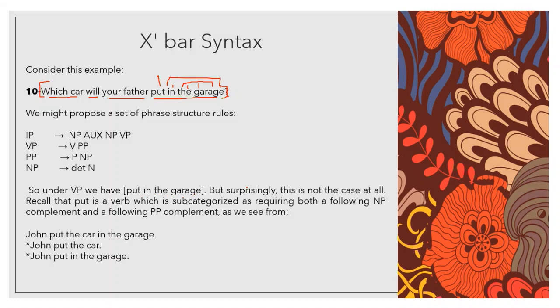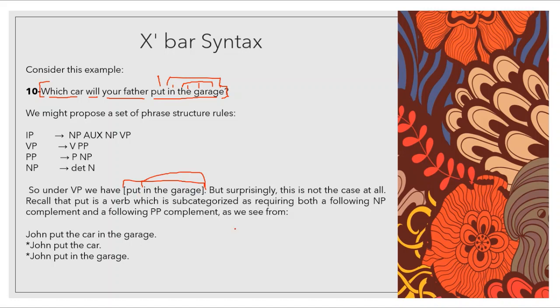Okay? But surprisingly, this is not the case at all. So what? This is not that. Okay, let's see what we have here. So recall that put is a verb which is subcategorized as requiring both a following NP complement and a following PP complement. So here put selects two complements, the NP and the PP, but here we see that there is only a PP, only in the garage.